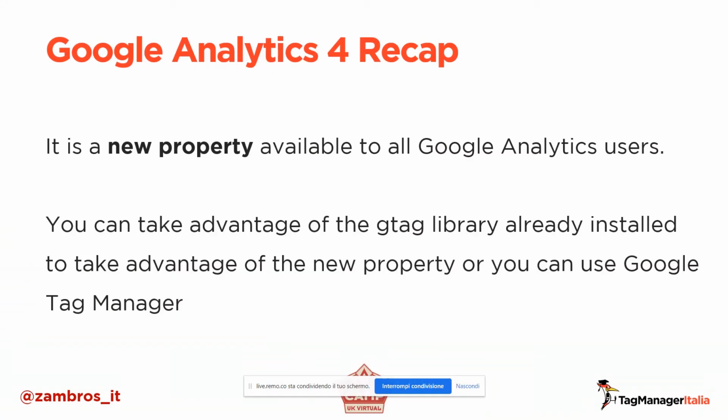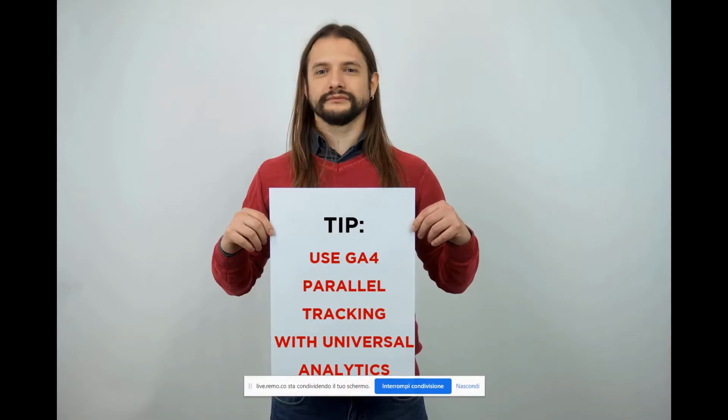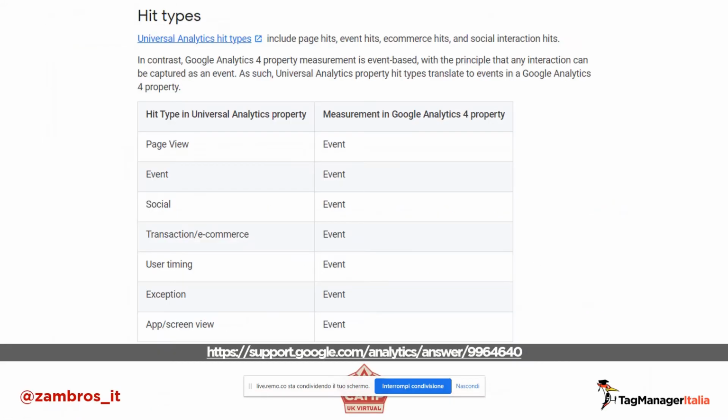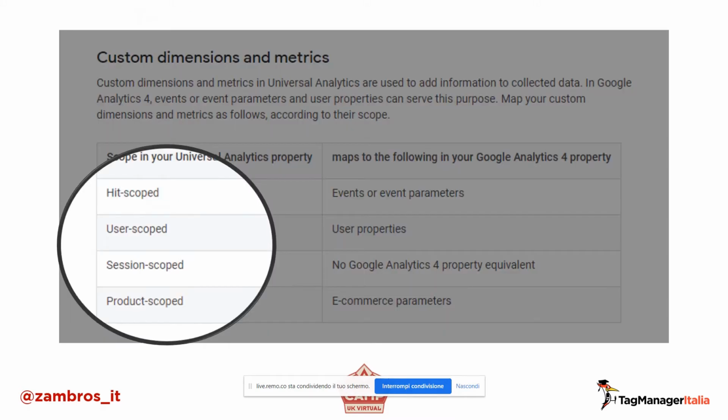This is the GA4 recap, a new property. And my tip for GA4 is to use GA4 parallel tracking with Universal Analytics. So you can create a Universal property with advanced options. You have to check and enable the flag to see it before creating the Universal Analytics. The new data model is really flexible. All hits are only event based. And so you have to be careful how to use them and which scope to use.